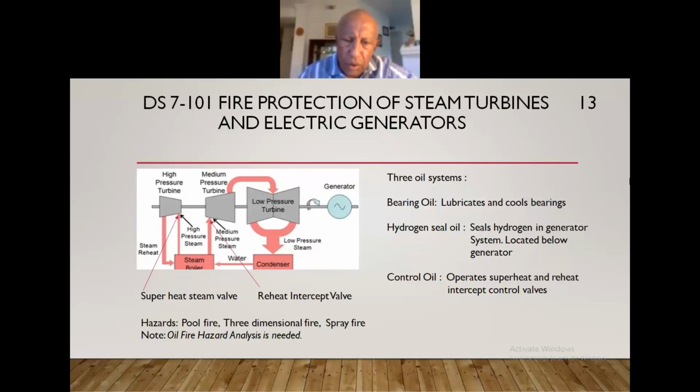Control oil system is normally very small and a less hazardous fluid, and does not normally create a problem. Go to the next slide, please.